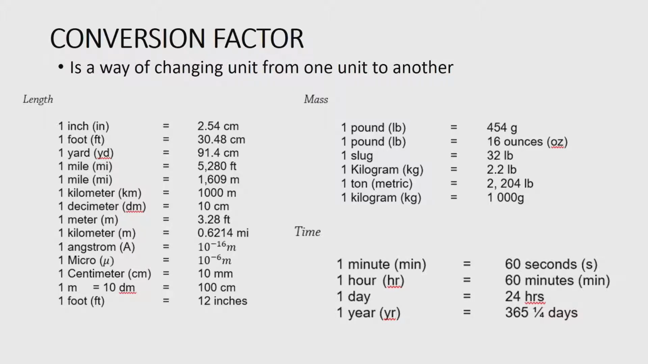familiarize yourself with this value here. And for mass, we have here 1 kilogram is equivalent to 1,000 grams. Pause the video for you to look closer and familiarize yourself with the conversion unit value for mass. And for time, 1 minute is 60 seconds, and 1 year is 365 and 1/4 days.